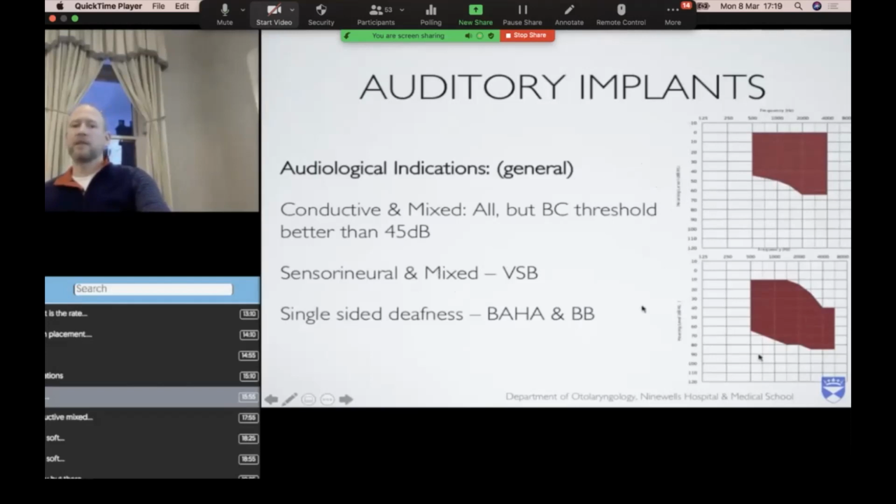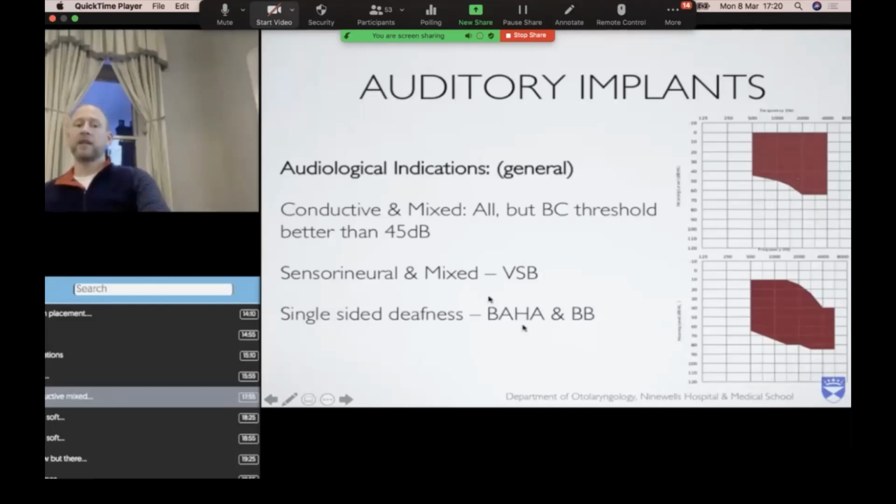These graphs on the right are the Med-El criteria for BAHA and Bonebridge at the top, and the Vibrant Soundbridge at the bottom. So for sensorineural and mixed hearing loss, you can offer a Vibrant Soundbridge, and that's this criteria here. Now this is the air conduction, not the bone conduction. This one, you're looking at the air conduction. On this one, it's the bone conduction. Okay.